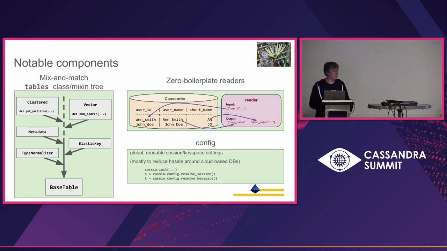And then there is a config module to easily configure your session before you start using CassIO without having to specify it anymore. But the biggest part is what you see on the left here. That's a tree of classes built on a base table class, which act like mixins. So you can mix and match your classes and create the abstraction for your table that suits your needs, no more, no less. So whether you want metadata or not, clustering, vector support, you can just mix these mixins and you will get a table that works.